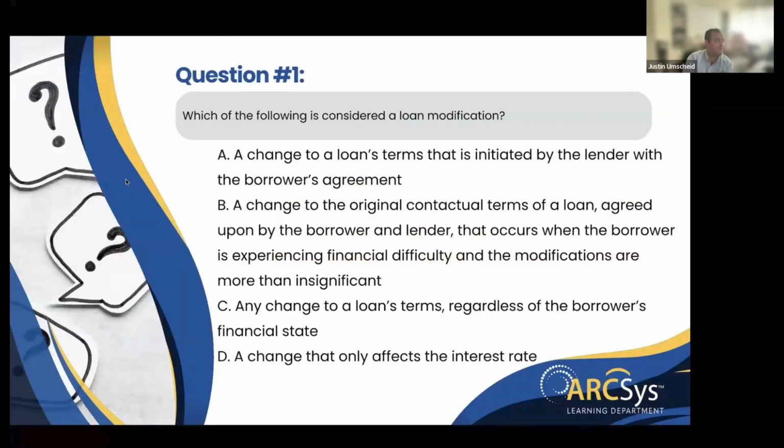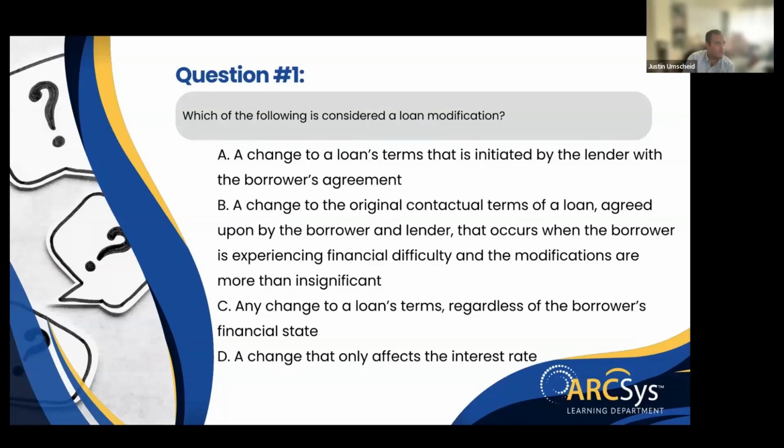All right, so first question of the day: which of the following is considered a loan modification? A change to a loan's terms initiated by the lender with the borrower's agreement; a change to the original contractual term of a loan agreed upon by the borrower and the lender when the borrower is experiencing financial difficulty and the modifications are more than insignificant; any change in a loan's terms; or a change that only affects the interest rate.